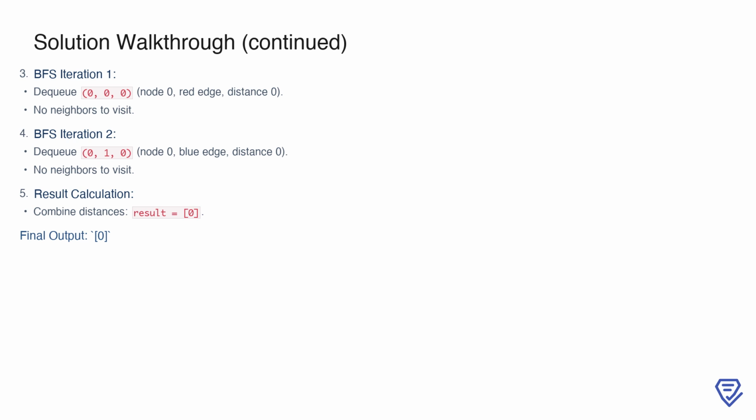Finally, since this is a single node graph, the result array contains only one value, which is 0, representing the shortest path to itself. The final output for this example is 0.